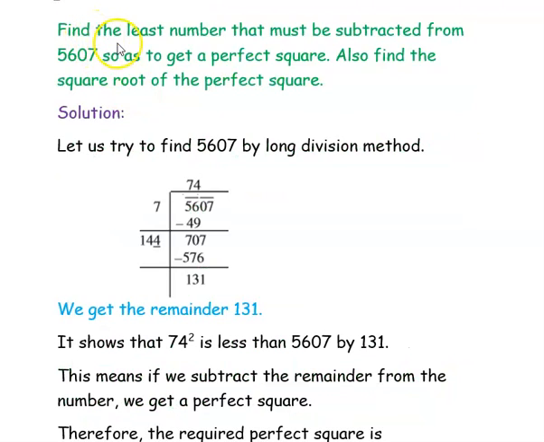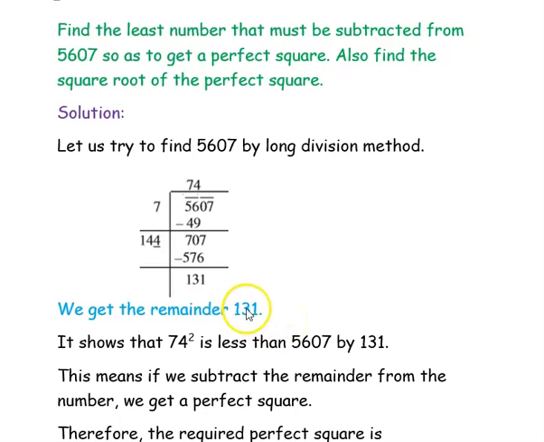The first question given is: find the least number that must be subtracted from 5607 so as to get a perfect square. Also find the square root of that perfect square number. So the given number is 5607. We want to find a number that should be subtracted from this 5607 so that it will become a perfect square. Then we want to find the square root of that perfect square number.